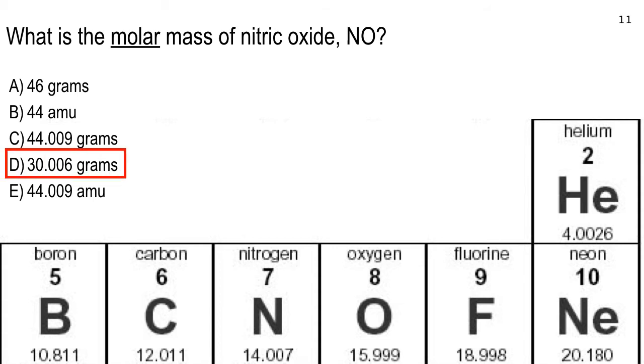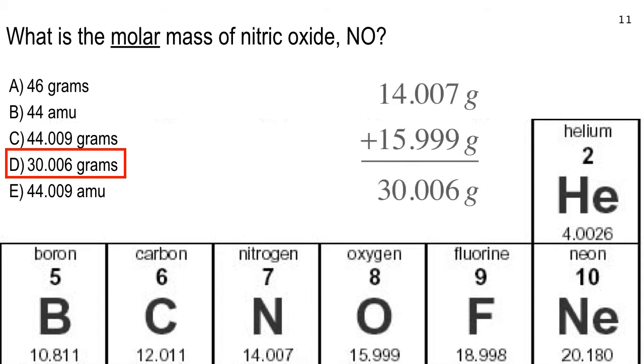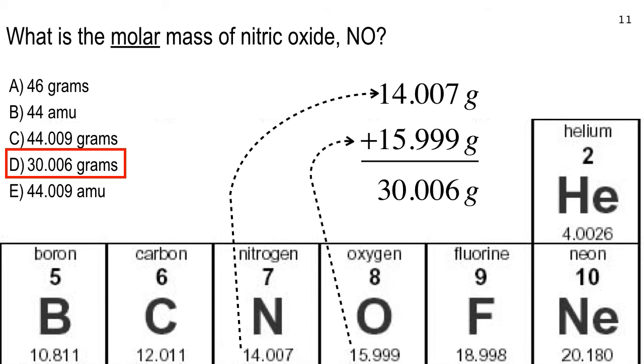Most of you got it correct, 82%. And for those of you that didn't get it correct, here's the rundown. You look at nitrogen and you say, all right, what's the mass in atomic mass units? 14.007. And then you got an oxygen. So you look at the mass number for oxygen, 15.99.